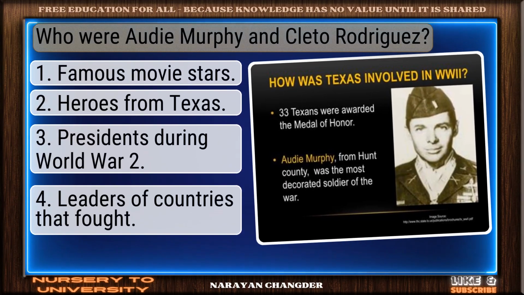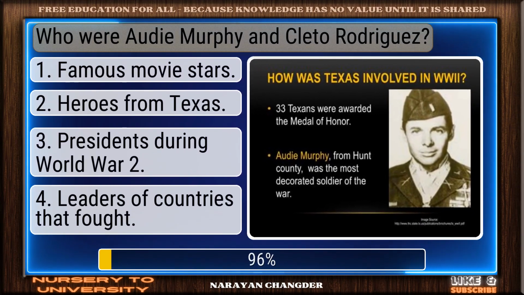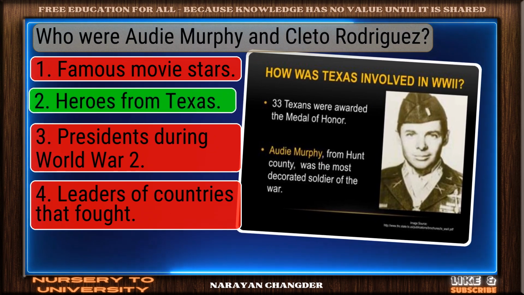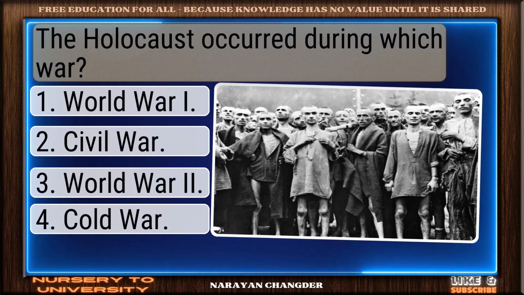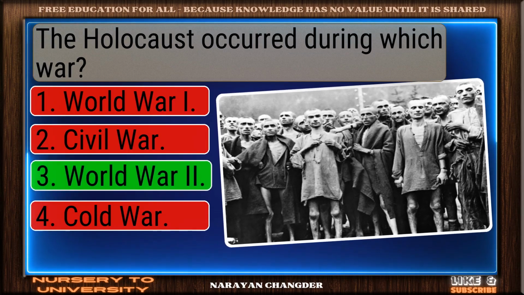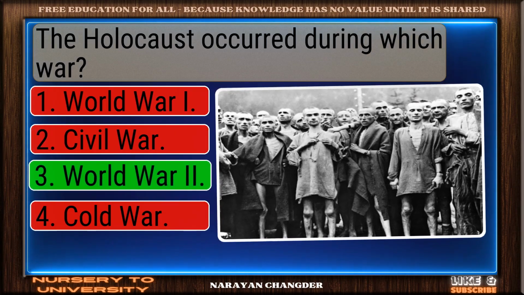Who were Audie Murphy and Clito Rodriguez? Smart pick. Heroes from Texas is the correct choice. The Holocaust occurred during which war? Nice work. You chose World War II, and it is correct.